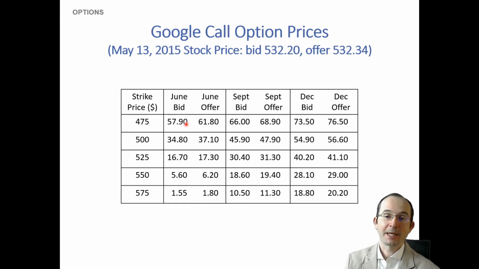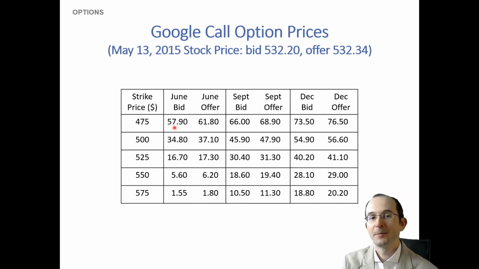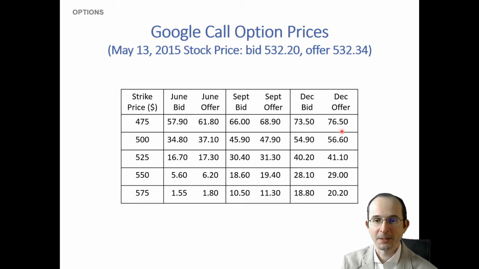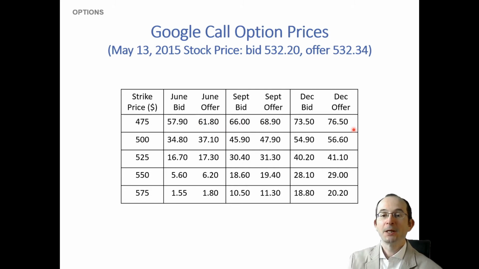Since you are buying something that can't possibly be bad for you, you must of course be willing to pay a positive amount for it, and so we see that to buy the right to buy Google, we would pay $61.8 per share to do so by June, $68.9 to do so by September, and $76.5 to do so by December. It should not surprise us that the cost of this right goes up the more time we have in which to do it. So a longer maturity option is actually worth more than a shorter maturity option.